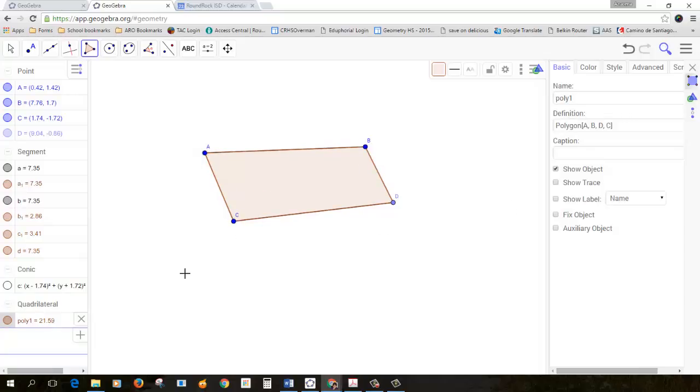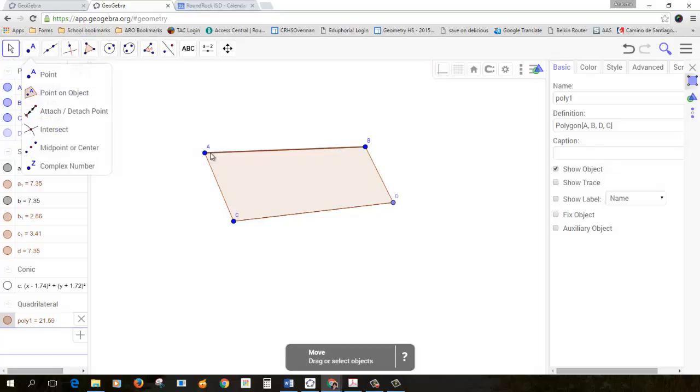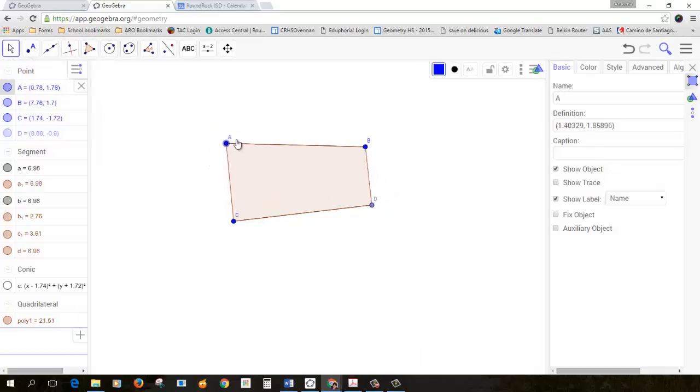Okay, what I'd like you to do is to go ahead and play with it. You can move points A and B. See how C and D is shortening as AB shortens? So the opposite sides of this quadrilateral are always congruent.